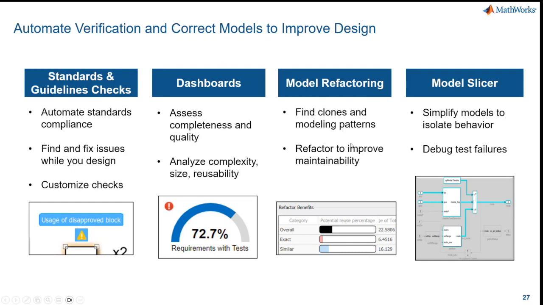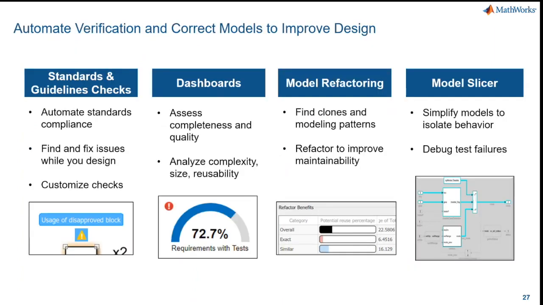After that, you have here the model refactoring. You can find the clones and modeling patterns. Maybe it happens during the processing. And the model slice. You can simplify the models to isolate behavior. Okay, we have one example using Simulink Test with a test harness. With the test harness, you can create a unit test, integrate a specific code, isolate an individual block. Okay, you can test and create many scenarios to check and to verify if the logic is correct.